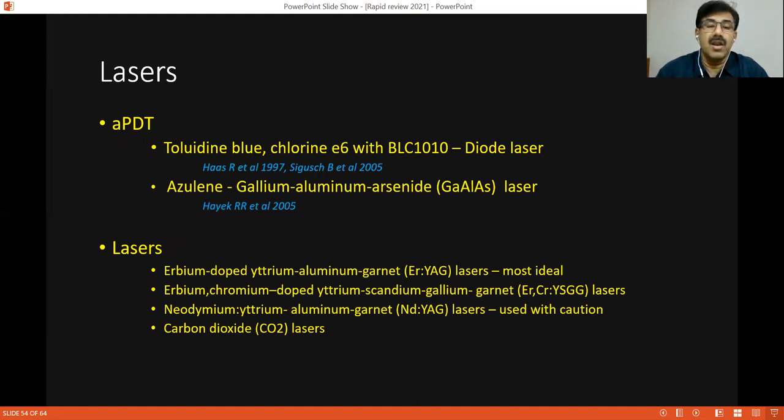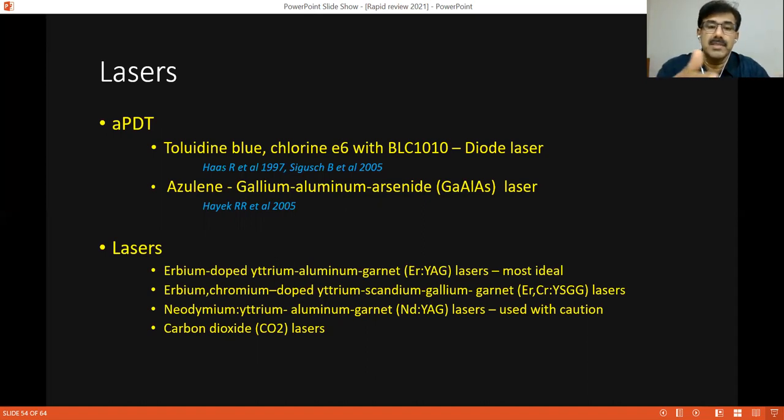And lasers. You find a lot of studies in the literature about lasers. Now, lasers can be used in different ways. One is a laser can be used to do a scaling of the root surface to remove the deposits. Second, a laser can be used to reduce the microbial load over there. It can be used to remove the sulcus lining and degranulation of tissues. It can be used as a biostimulation at lower level, or along with certain dyes, you can do a photodynamic therapy.